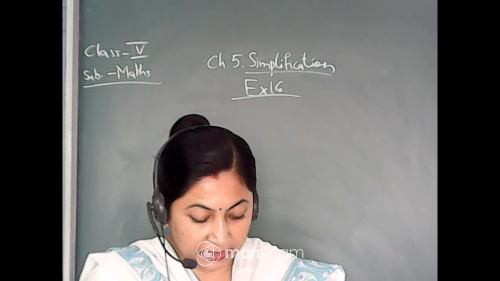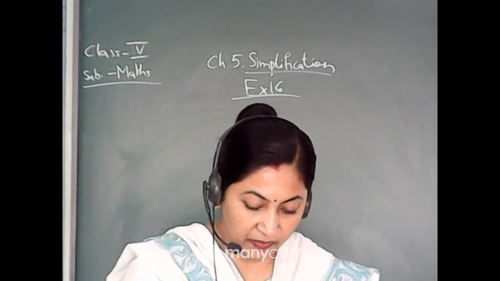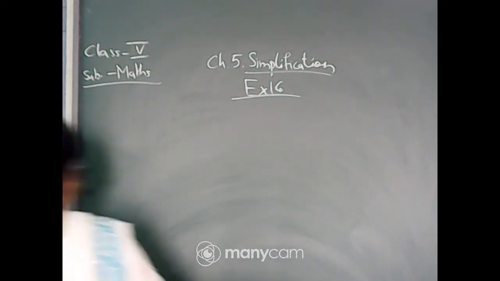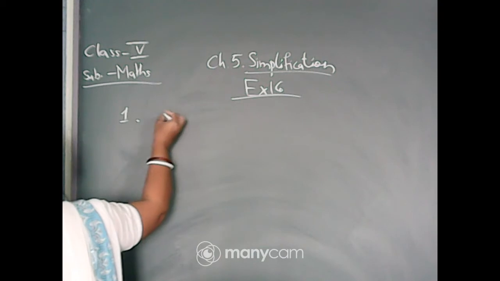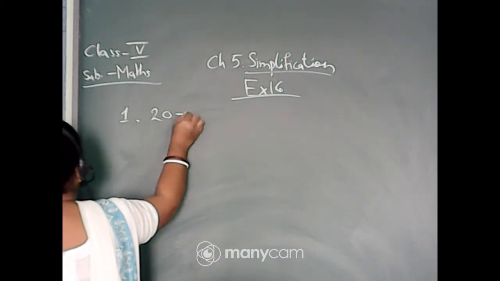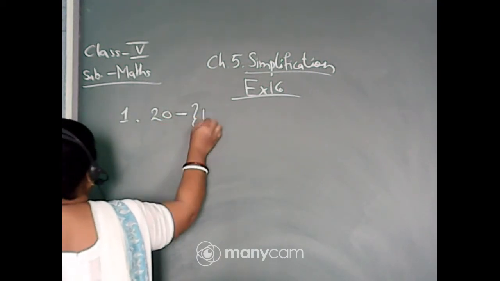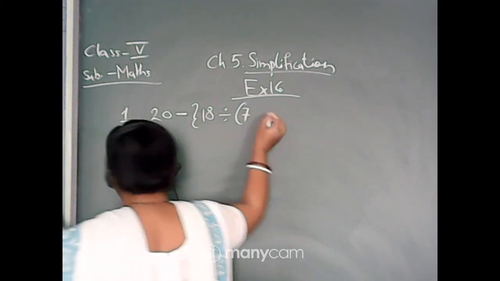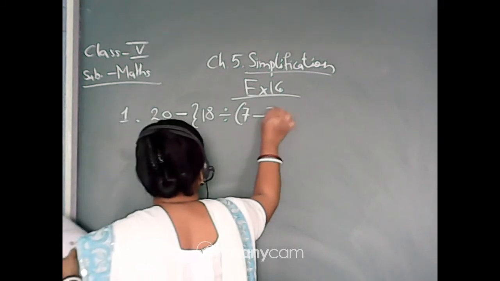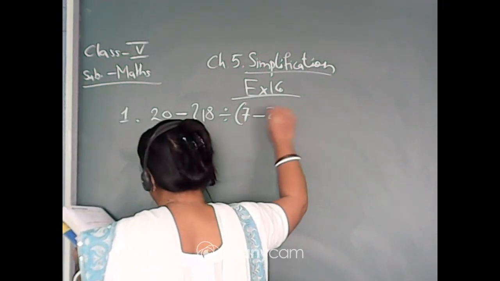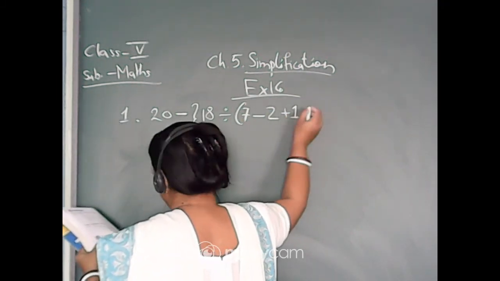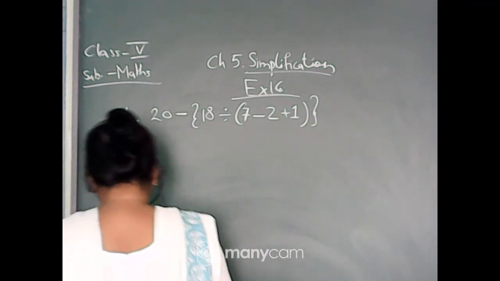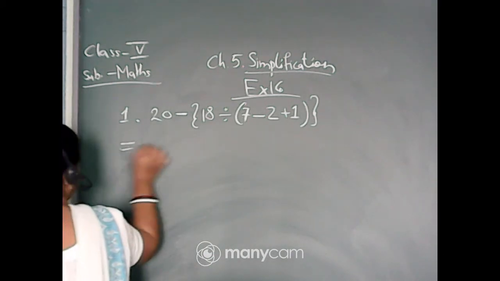So quickly come to exercise 16. Let us do some of the questions. Suppose I am writing the first one. It is given 20 minus, then curly bracket, 18 divided by, small bracket, inside the small bracket 7 minus 2 plus 1, then small bracket closed and the curly bracket is also closed. Okay, so let us do this one.